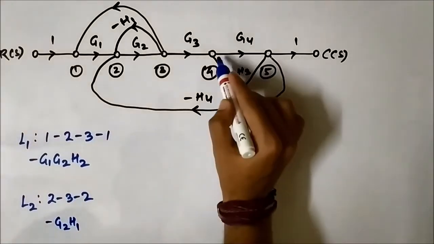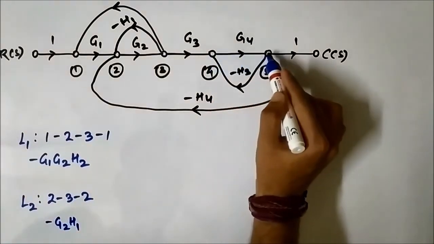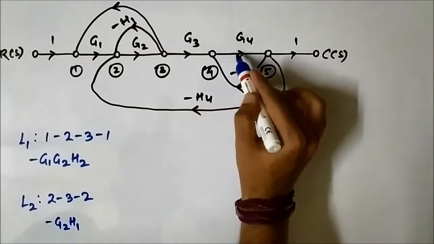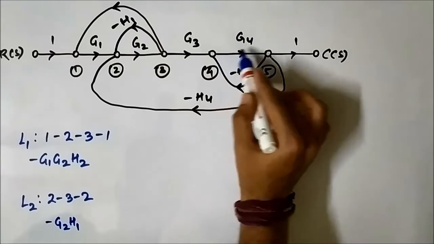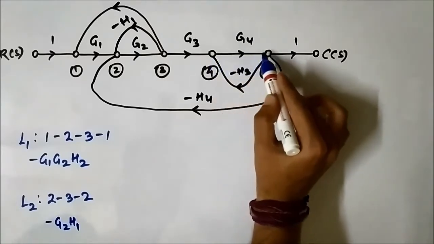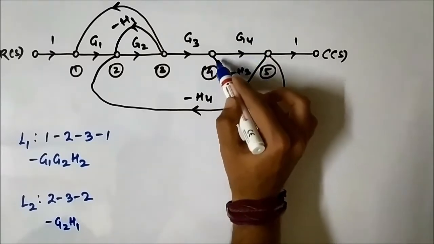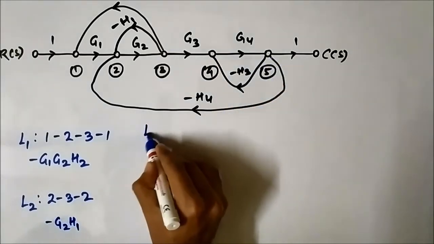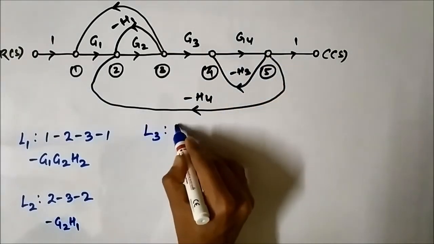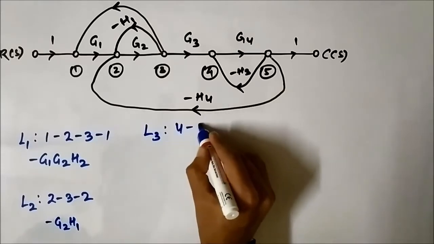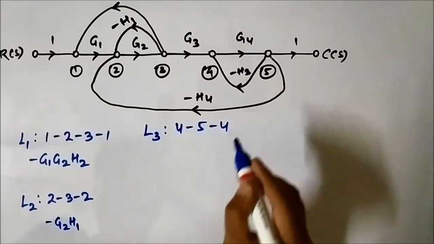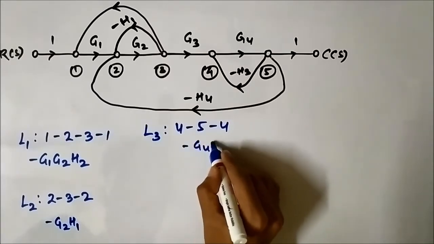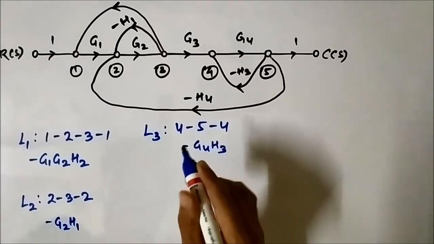Next, this loop, 4 to 5 to 4. You have to always pay attention to the direction of the arrows. See, this forms a closed path, 4 to 5, then in the direction of the arrow again to 4. So loop 3 is 4 to 5 to 4, minus G4 H3.